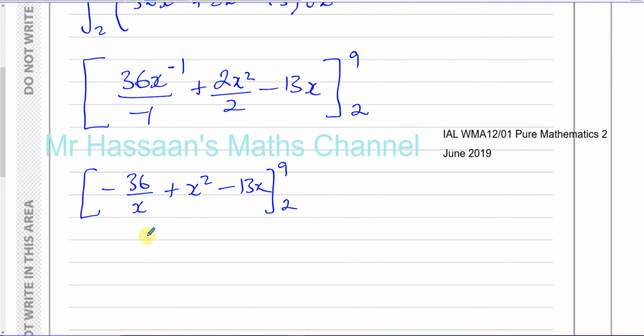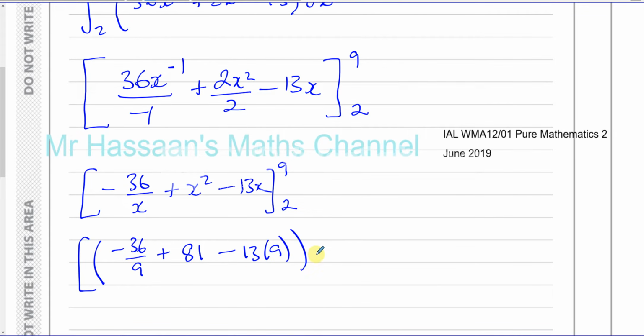So putting 9 inside this, I'm going to keep a square bracket and open a new bracket. 9, that's minus 36 over 9, which is going to give me minus 4, plus 9 times 9. I'll just write 9 squared, which is 81. Minus 13 times 9. I'll just write that here so it's clear. And then I've got to take away from that what I get when I substitute 2 into this expression. So you're going to have minus 36 over 2 plus 2 squared, which is 4, minus 13 times 2, which is 26.